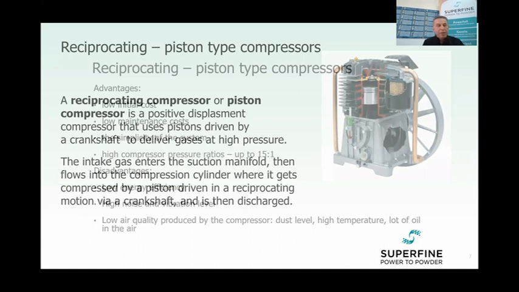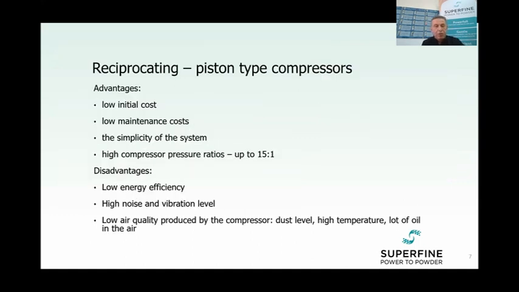Now let's speak about advantages and disadvantages of piston-type compressors. Advantages are the low initial cost, low maintenance cost, the simplicity of the system, and the high compression pressure ratio. It can get up to 15:1. It means from 1 bar to 15 bar in one stage.